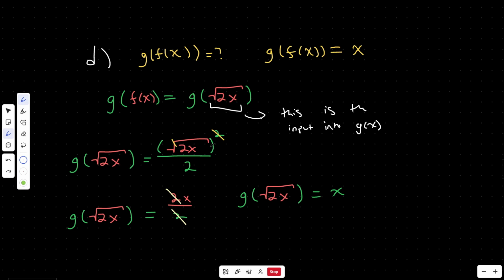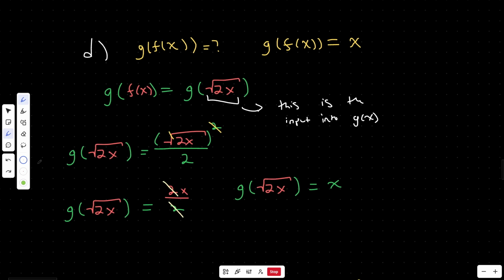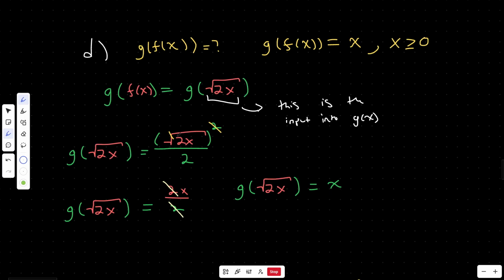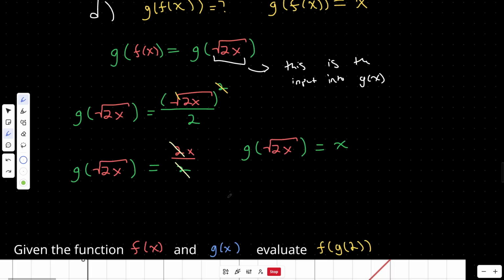So we have to restrict our domain. You have to actually say in our final answer that x must be greater than or equal to 0, because whatever's inside this radical sign can't be negative. So again, if you're solving these questions, you always want to look through every single step, look for square root symbols or something like that, and make sure your x values are appropriate for that. So let's move on.